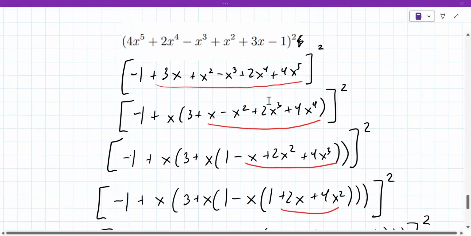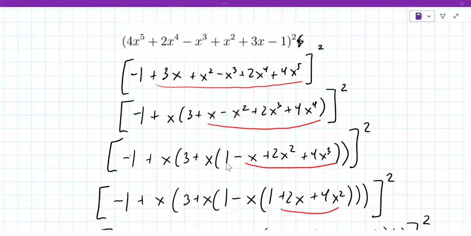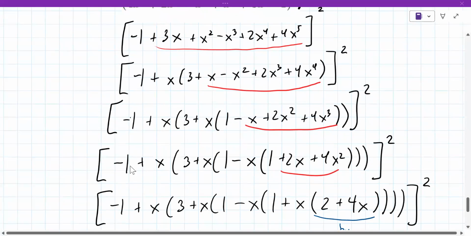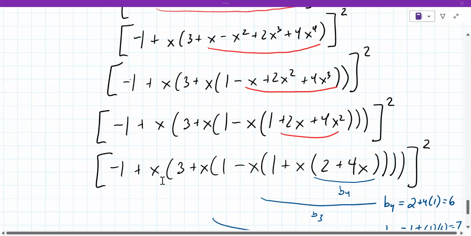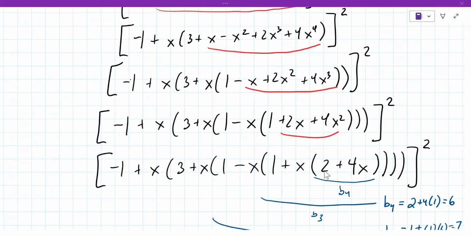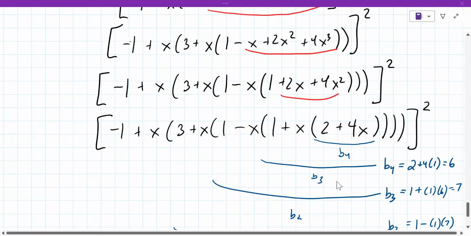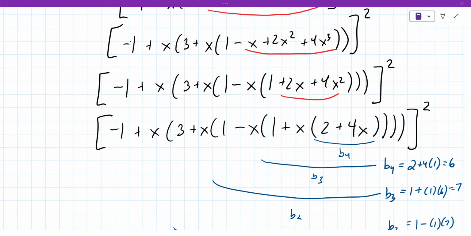3 plus x minus x squared plus 2x cubed. And then factor out 1 minus x plus 2x squared plus 4x cubed. And then factor an x out of that. 1 plus 2x plus 4x squared. -1 plus 1 plus factor 2 plus 4x. 6. Huh, I'm not seeing it.